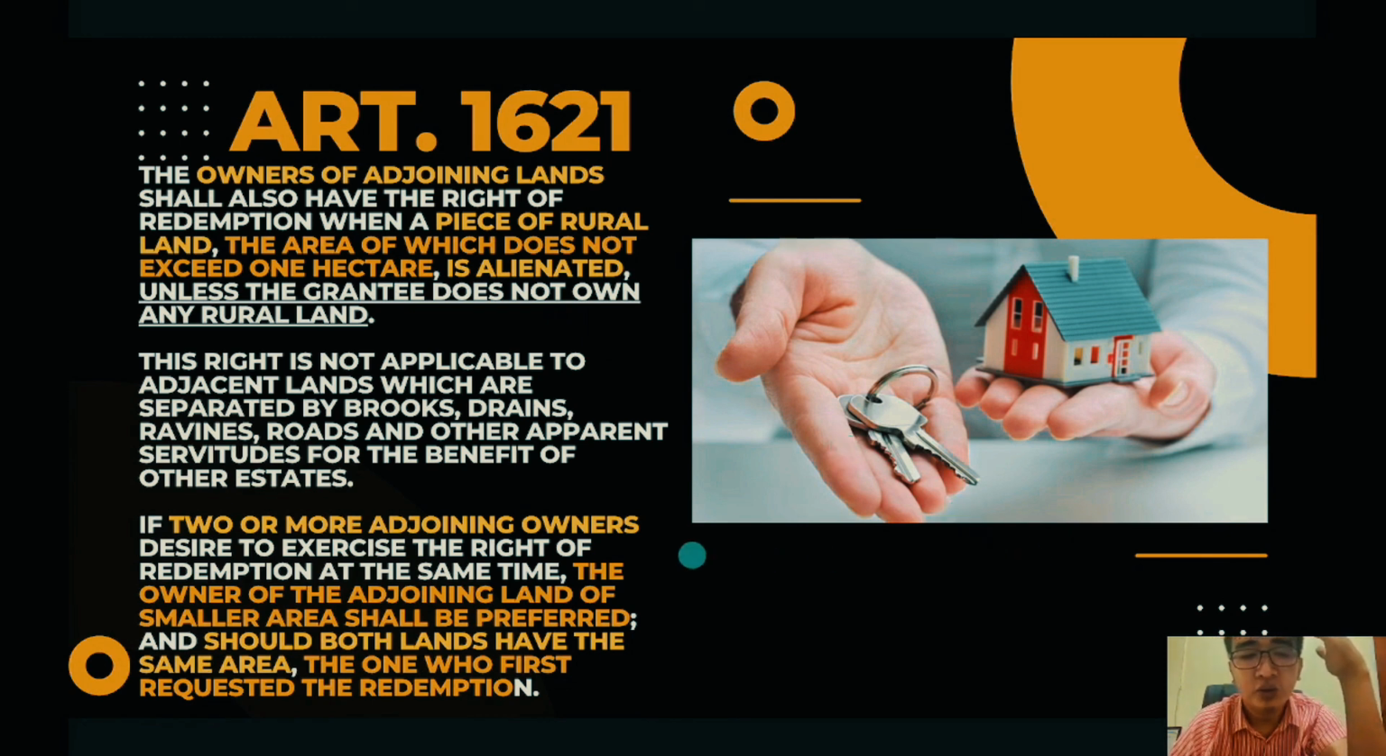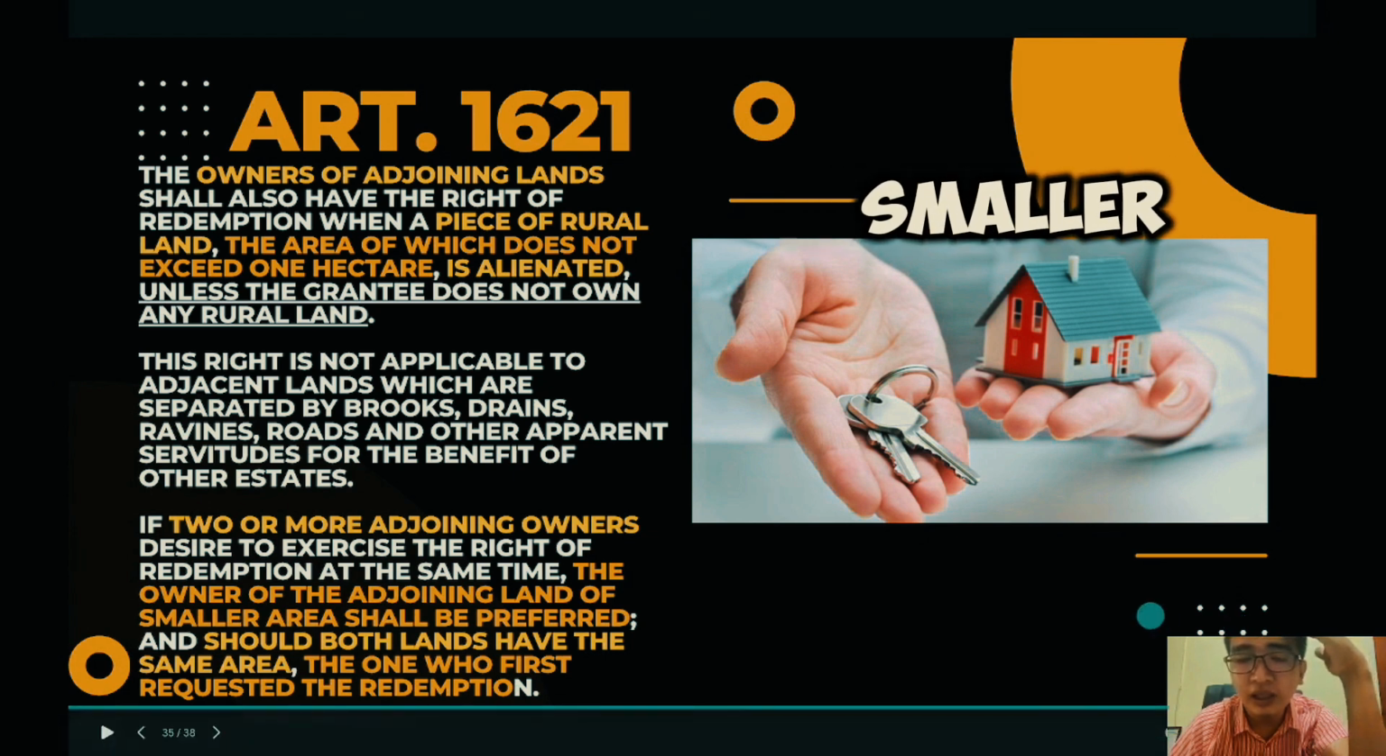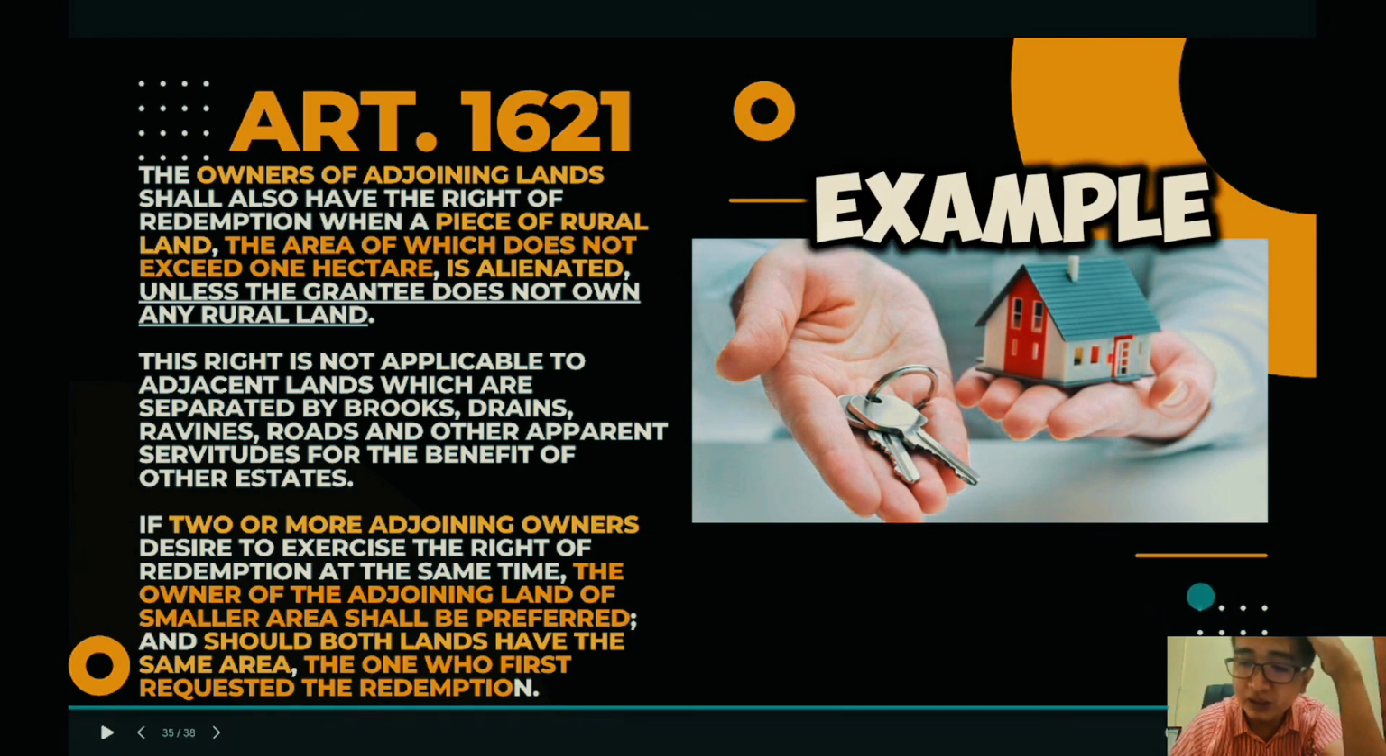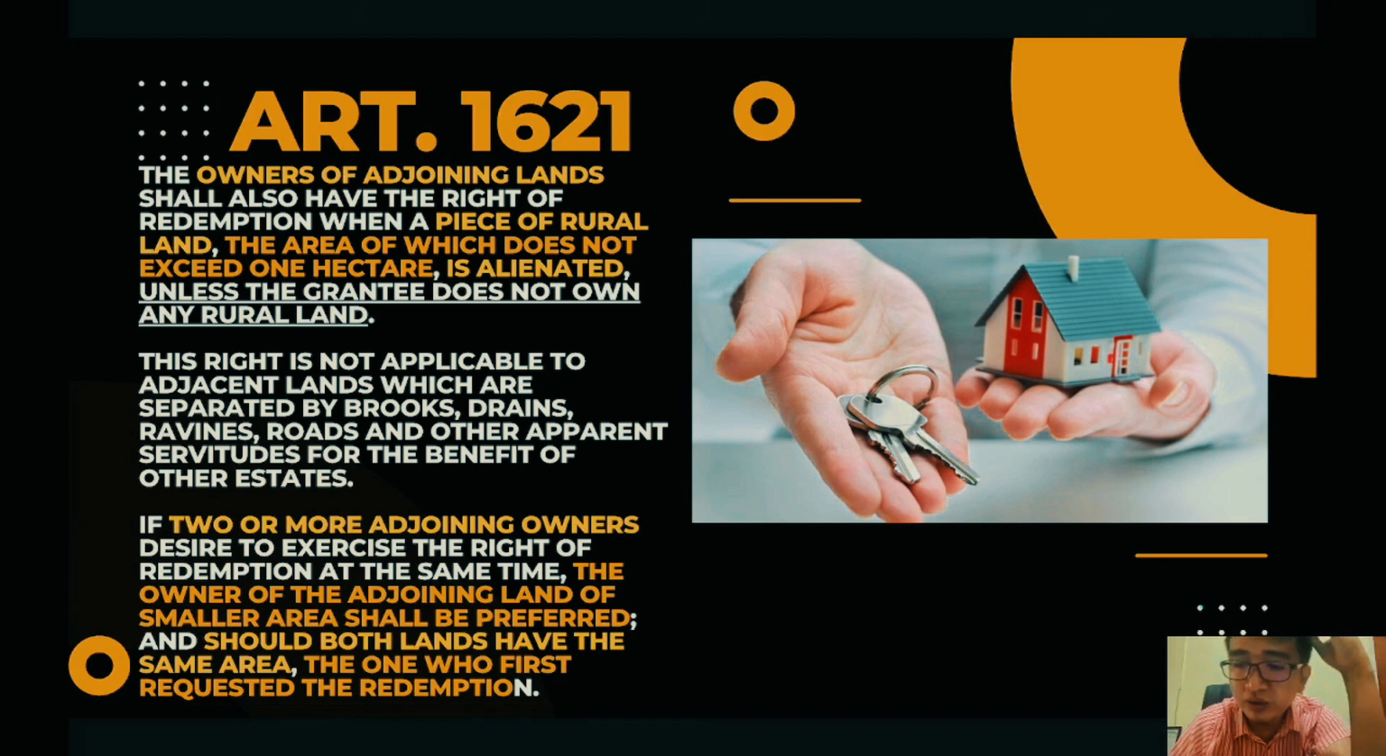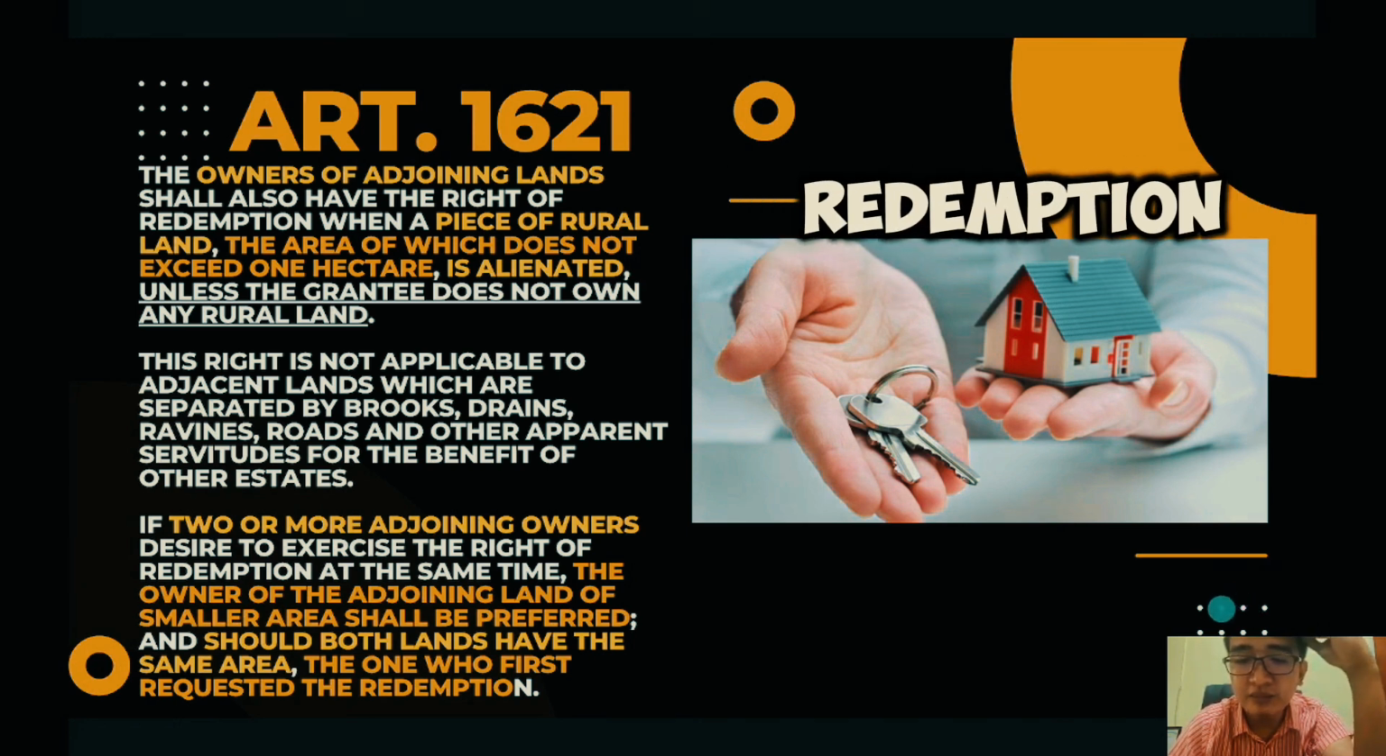Now, what if two or more adjoining owners exercise their right of redemption? Sino ang preferred? Okay? The owner of the adjoining land of the smaller area shall be preferred. Let's say, for example, if A owns 500 square meters of land and B owns 300 square meters of land, therefore, under the law, under Article 1621, B is preferred to exercise the right of legal redemption than A.